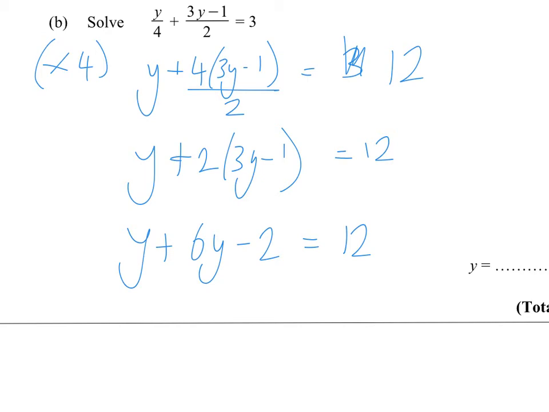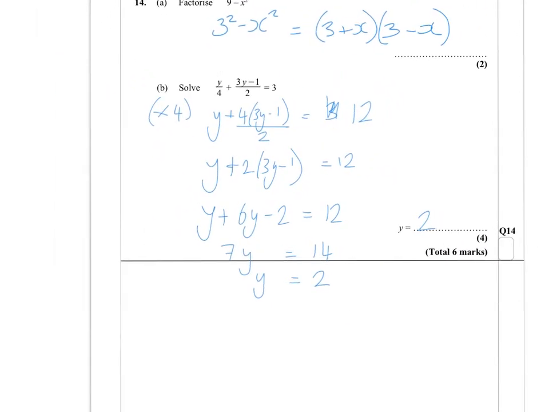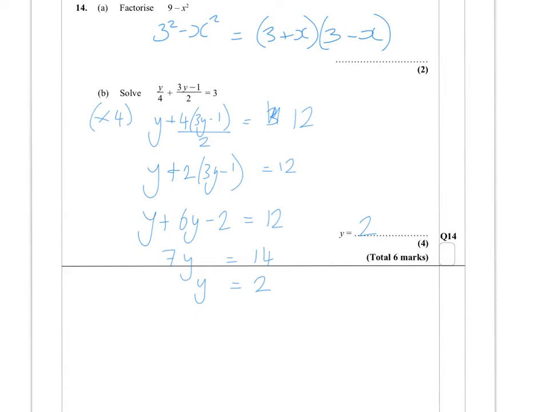Okay, let's just rearrange that. Simplify that. y plus 6y is 7y equals 14. y equals 14 divided by 7, which is 2. Okay, so I'm going to write a 2 in there. Okay, so 4 marks available. What are the 4 marks for?